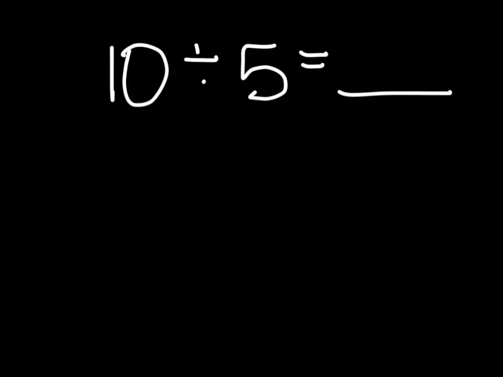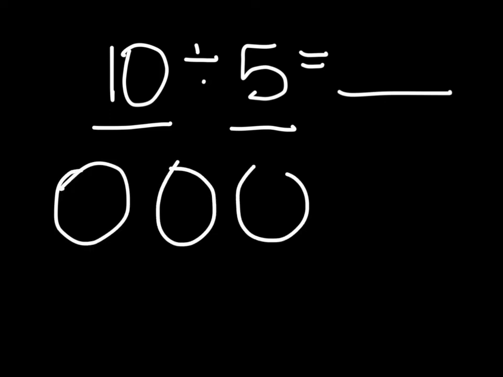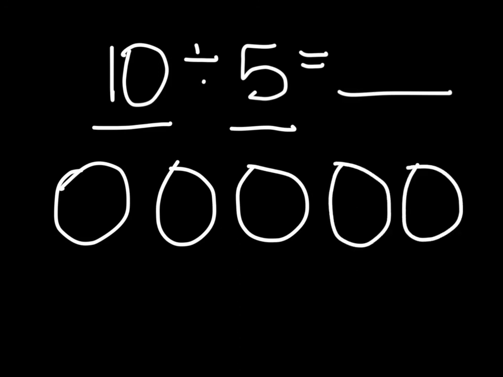Let's do one more quick problem. This time I'm going to show you how to draw your own picture to solve. My dividend is 10, my divisor is 5, and I'm looking for my quotient. So I'm dividing 10 pieces of candy among 5 kids. I'm going to draw 5 circles for my 5 kids, and then I'm going to count out 10 pieces of candy to make sure everyone gets the same amount. 1, 2, 3, 4, 5, 6, 7, 8, 9, 10.